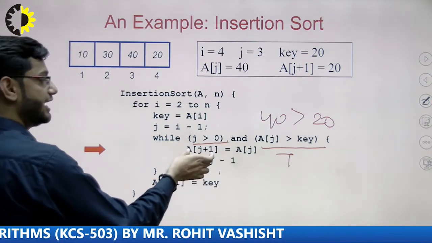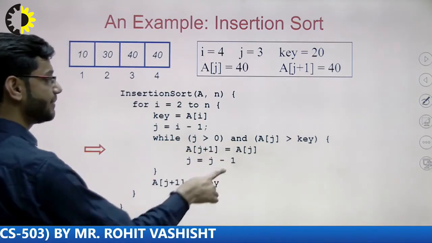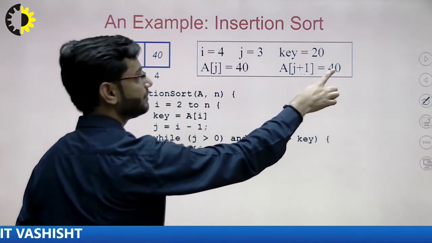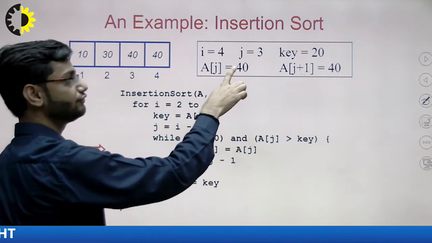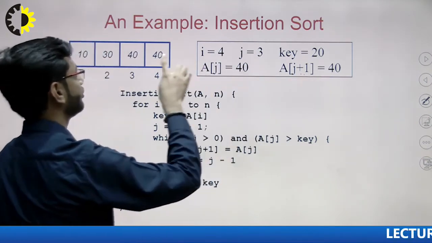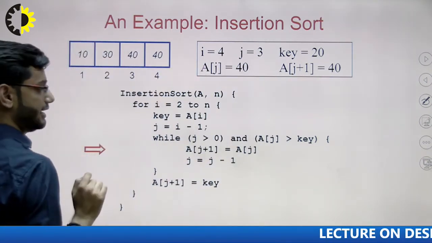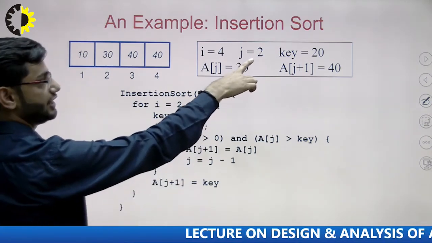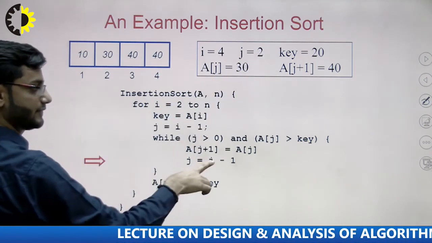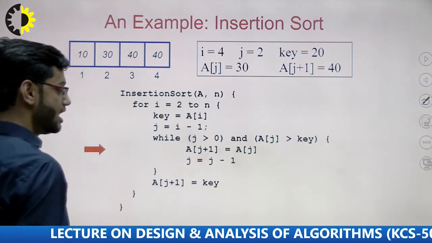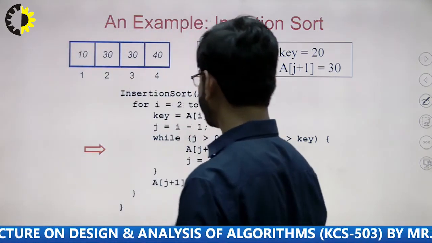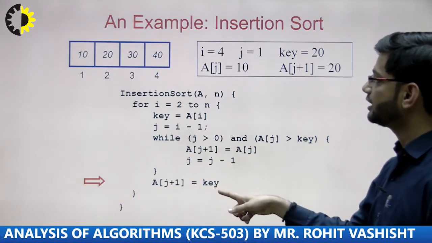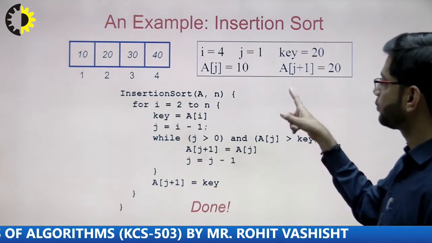So A of j plus 1 will be replaced by A of j. A of j value is 40, so it is replaced by 40. Clear? Now j will be j minus 1. The value of j went from 3 to 2. Now at last we will execute A of j plus 1 equal to key.